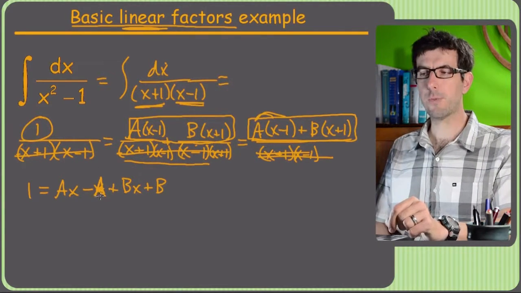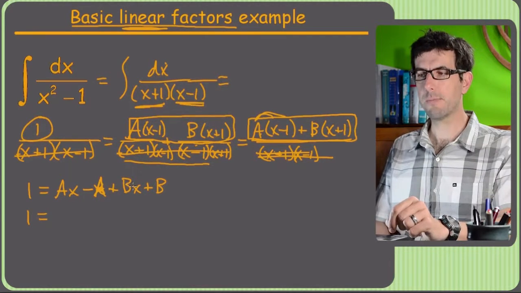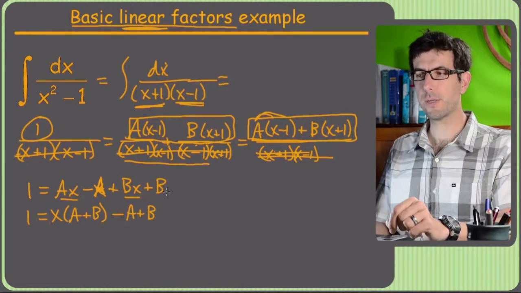All right, so the big algebraic trick here is going to be to group our x terms together. So 1 is going to equal, we'll take this bx term and this ax term, because they both have x's, and we'll just factor out the x from them, so we'll get a plus b. And then I'll still have a negative a plus b right there. So all I've done is just rearrange this equation.